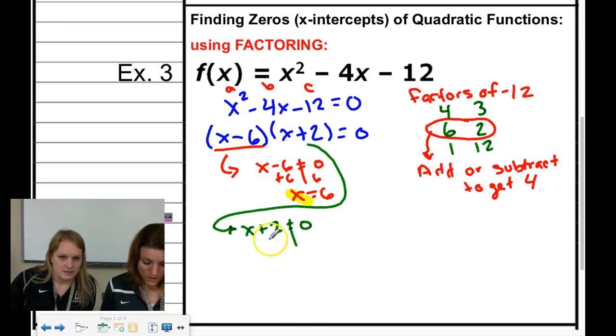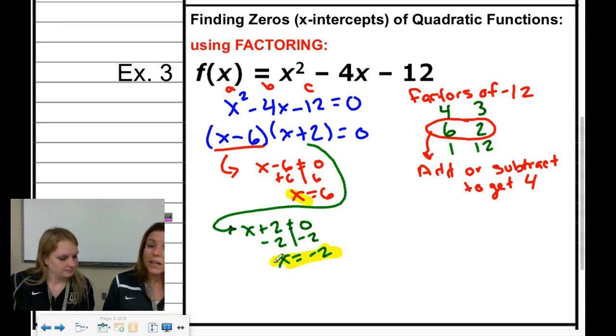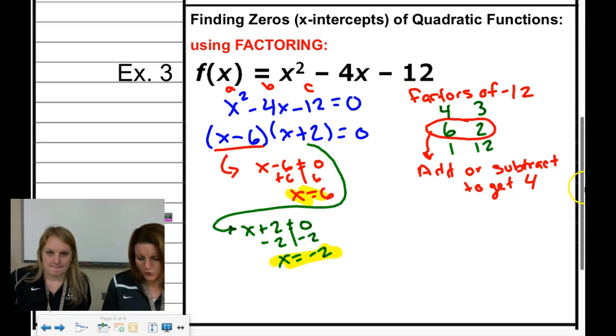Well, we know that that's 2, but if we did the math, sorry, negative 2. See, I'm jumping ahead. You make silly mistakes when you don't do the math. All right, so our other one is x is negative 2. So guess what? We're done. We found them, so maybe we circle or highlight. So the two answers are 6 and negative 2.